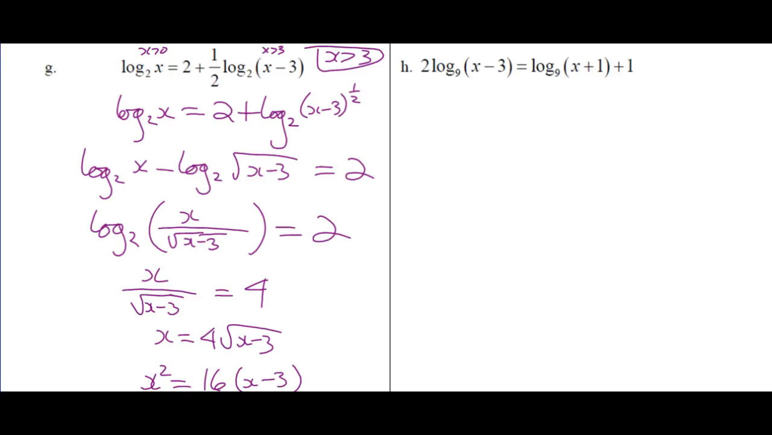Got log base 2 of 12, 12 minus 3 is 9. The square root of 9 is 3. This is log base 2 of 3. So it's 2 plus log base 2 of 3. But 2 is log base 2 of 4. So we got log base 2 of 4 plus log base 2 of 3, which is log base 2 of 12, which is the 12 that's good.